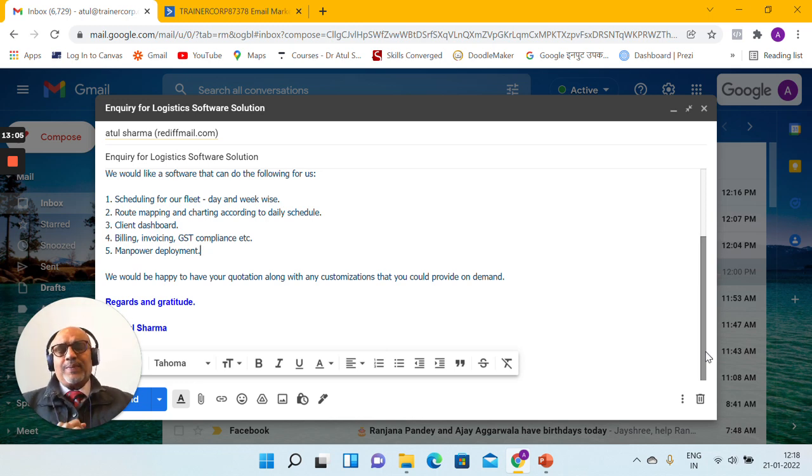I don't see any spelling mistakes. I don't see any grammatical errors. I don't think I need to add anything else because this is all I want from the software. If the software does more than this, we'd only be happy. If it does less than this, then they need to customize. And if everything fits in together, then we are going to go for this solution.